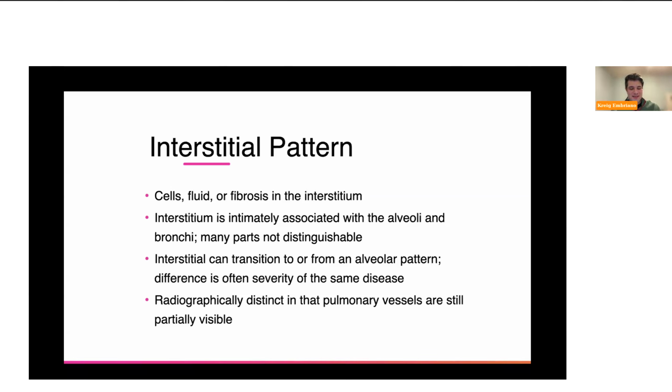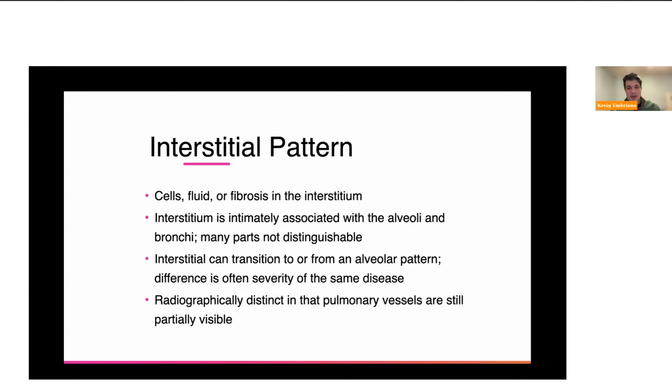The main difference is technically you can still see pulmonary vessels with an unstructured interstitial pattern. And so they're going to be less well defined. They're going to be more obscured from visibility, but you can still tease them out. And that's the technical separation between an unstructured interstitial and an alveolar.